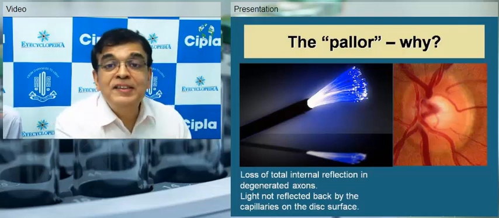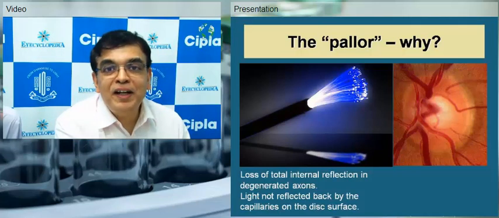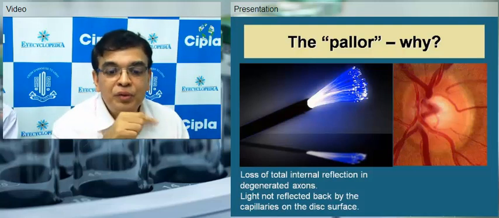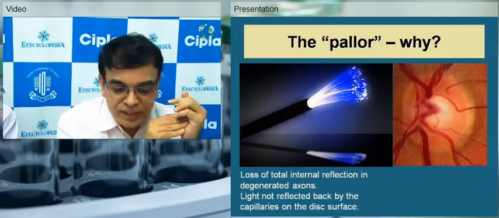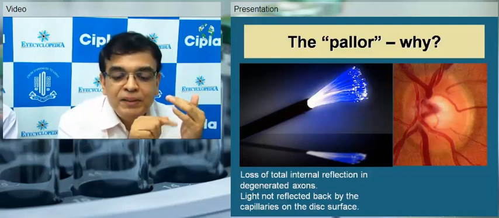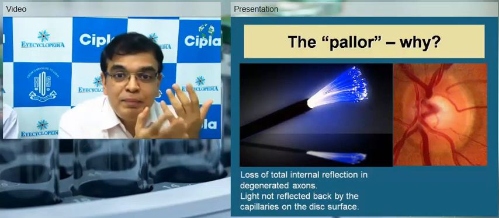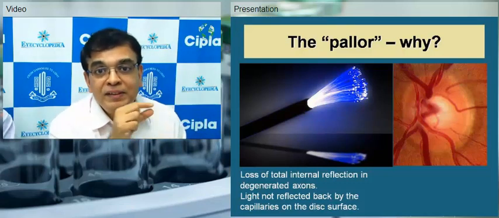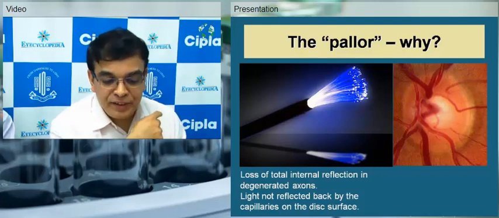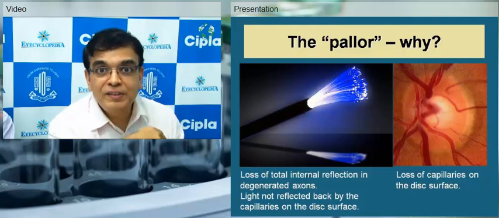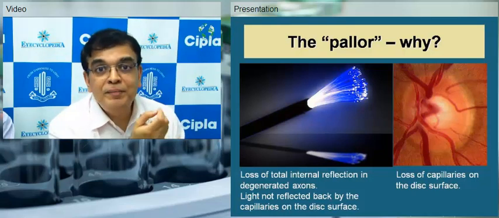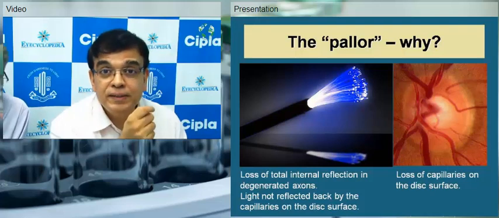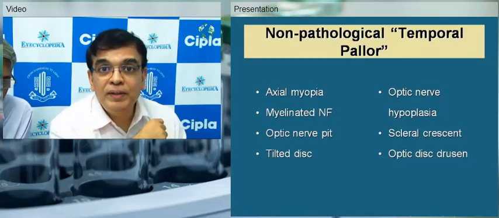So this is why. Our fiber optic cable is similar to the axons over our optic nerve head. And there is a loss of total internal reflection in these degenerating axons. Normally, because of total internal reflection, you don't really see the pallor, because you have these capillaries on the disc surface which make the disc look pink. But if the axons get damaged, then there's loss of total internal reflection, and light gets reflected back from the axons themselves and the nerve looks pale. And apart from that, if there is damage to axons, there's also consequently loss of capillaries on the disc surface. So these are two reasons why discs start to look pale when the optic nerve gets damaged.